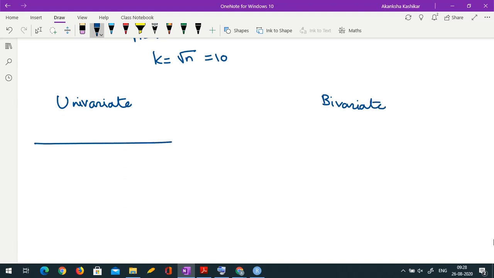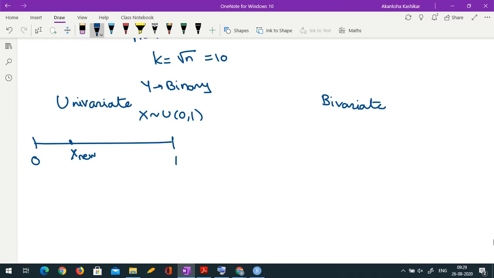In univariate data, let us assume that my observations are coming from 0, 1, and let us assume that my y is, say, binary. The response variable is binary. Observations are coming from 0, 1. This is, suppose, a new observation, say x new, for which I want to predict things.